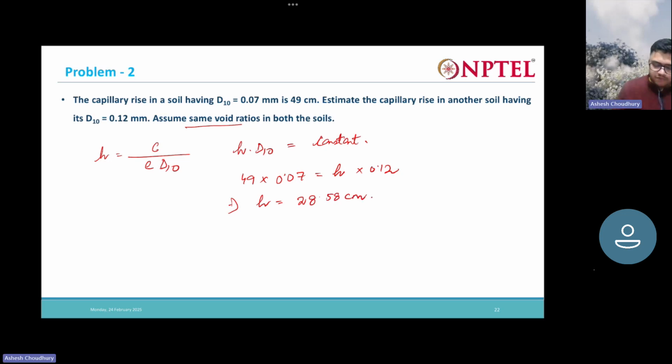So you can see if the effective size, the D10 size, increases, what is going to happen? The pore size also is going to increase, the diameter of the pore network is going to get increased. So with that, what happens? The capillary height will also increase.